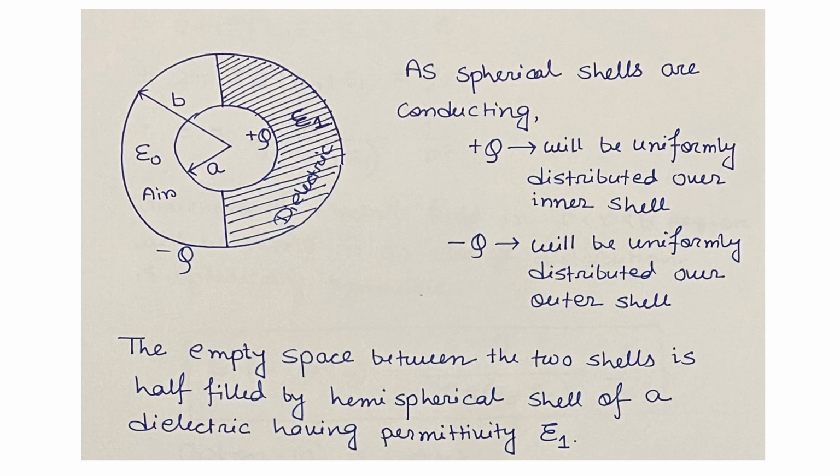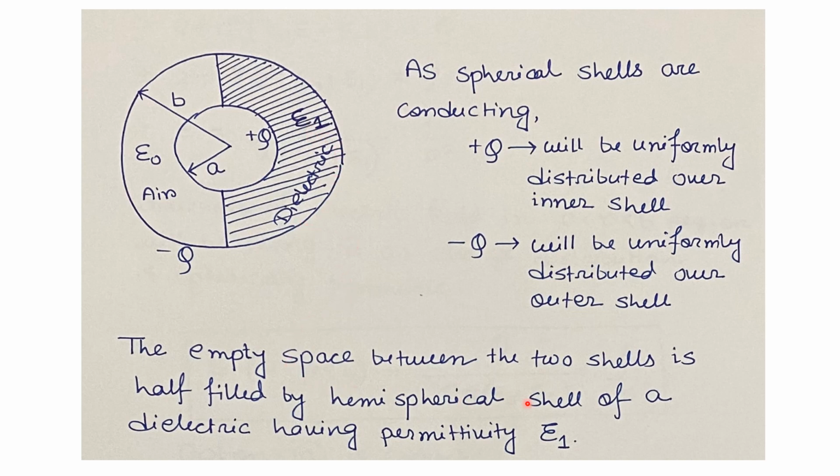According to the question, we are given two concentric spherical shells. The inner shell has the radius small a and the outer shell has the radius small b. As the spherical shells are conducting, the plus q charge will be uniformly distributed over the surface of the inner shell, and the minus q charge will be uniformly distributed over the outer shell.